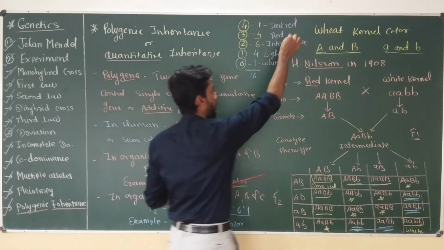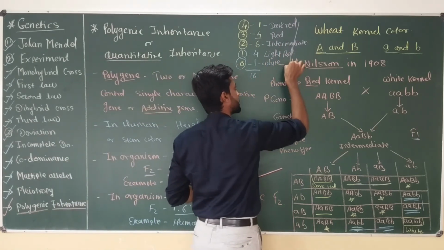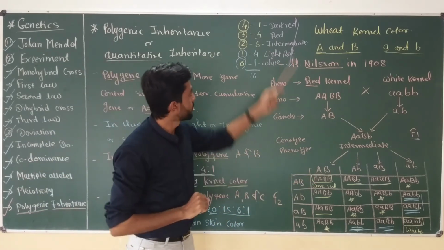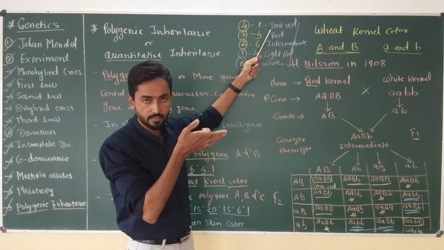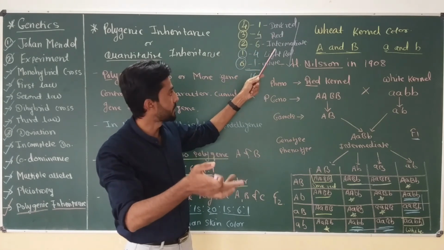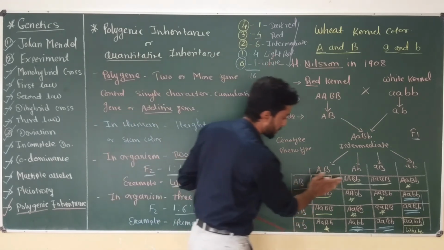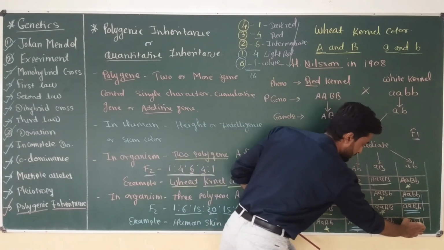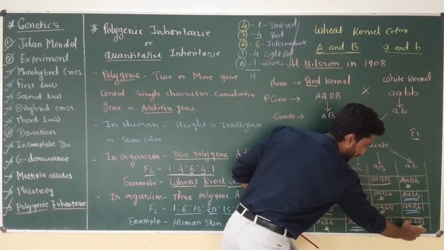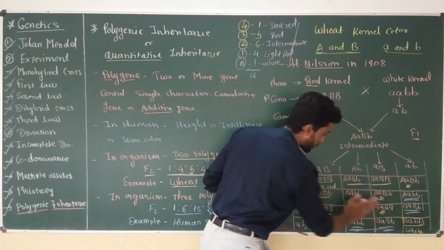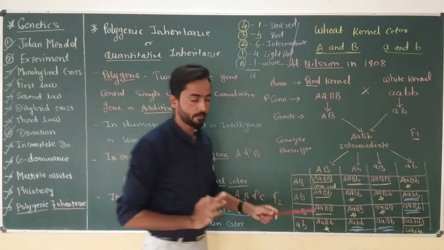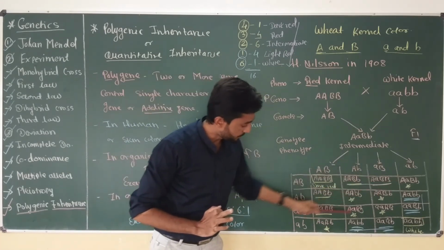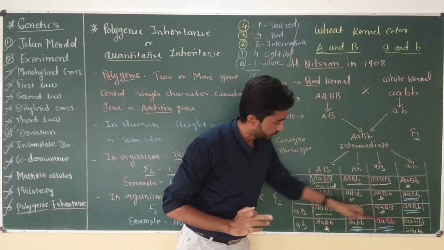If we go from top to bottom in this direction, color intensity goes on decreasing. At top we are going to get dark red, then intermediate, light red, and finally white. So if we give color to these squares, here will be the dark red kernel color of wheat, and at this point we are going to get white color kernel, and in between we are going to get a sharp gradient of the color. Complete red, darkest red, then red, intermediate, light red, and finally white.